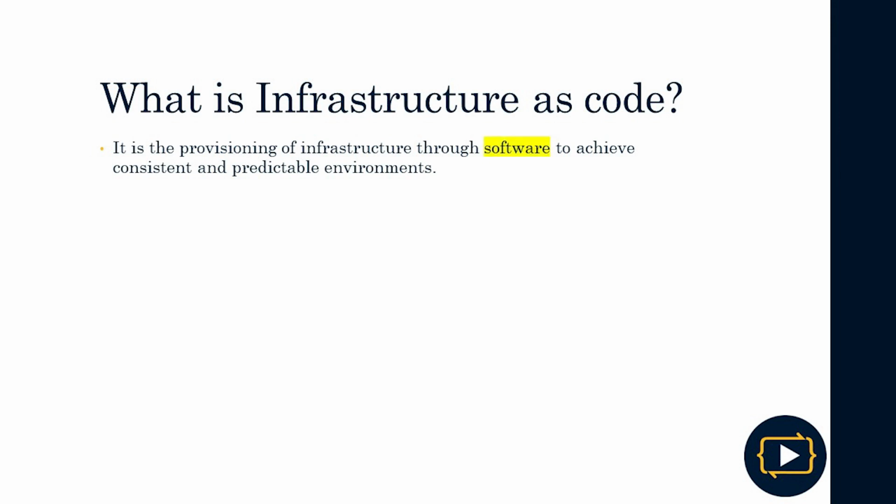Firstly, this definition tells us that the provisioning of infrastructure is done through software. Why is this so important? Because it tells us it's an automated process, not manual. We don't create virtual machines, for example, manually through the portal, but everything is automated through a program or software.